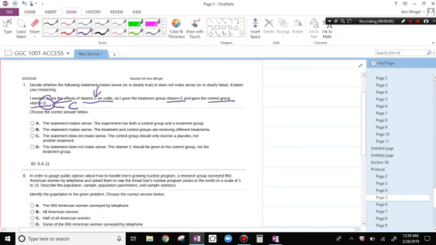The control group should only receive a placebo, not another treatment. So this should be a placebo. The control group should receive nothing.